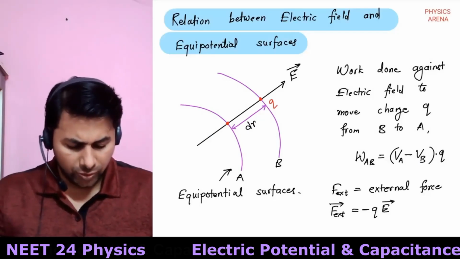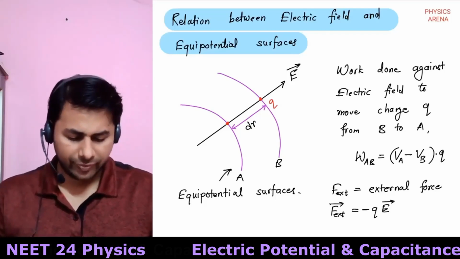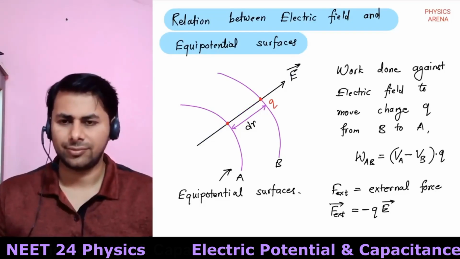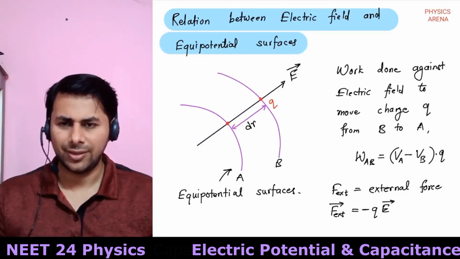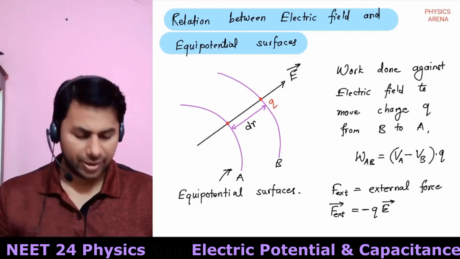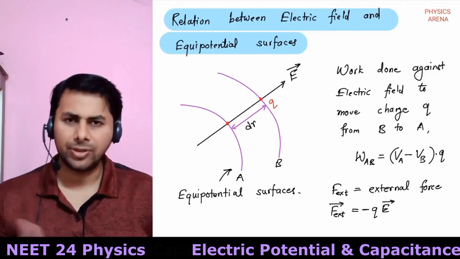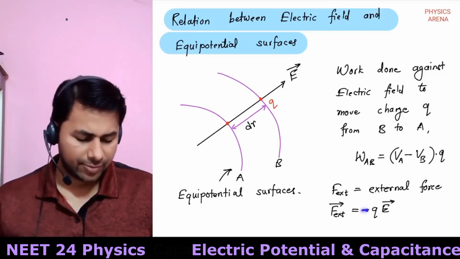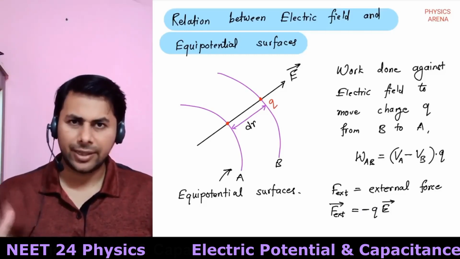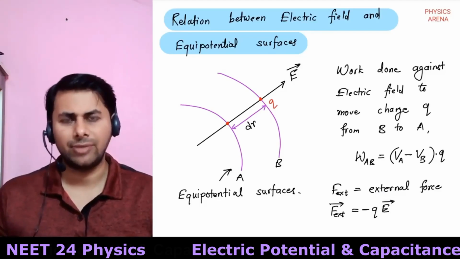So now to do this work, you will need to apply some external force, because there is an electric field in this region, right? You are doing this against the electric field. So the external force that has to be applied is opposite to the force exerted by the electric field. So it is minus of Q times E bar, right? External force has a negative sign. Force due to electric field will be Q times E bar. External force is minus of Q times E bar.